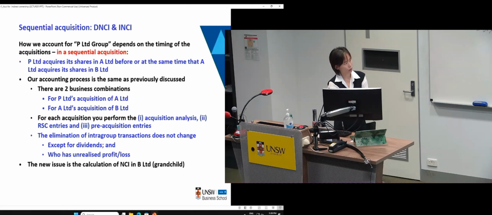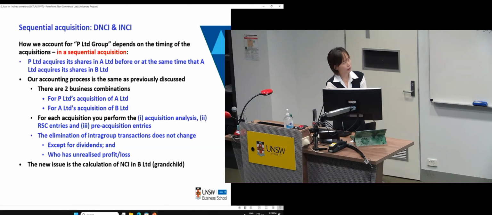Now your acquisition analysis depends on the goodwill method we are going to choose, whether we apply the full goodwill method or the partial goodwill method, okay? Now if the question didn't tell you the NCI fair value on acquisition day, then you can only apply the partial goodwill method, okay? In our example later, we are going to focus on the partial goodwill method. And for each acquisition, you have to identify whether you need to prepare RSC entries. So whether any asset or liability in the subsidiary is carried at a different value from fair value, and whether there is any unrecorded asset or liability that is now required to be recognized as part of the assets and liabilities for the group.